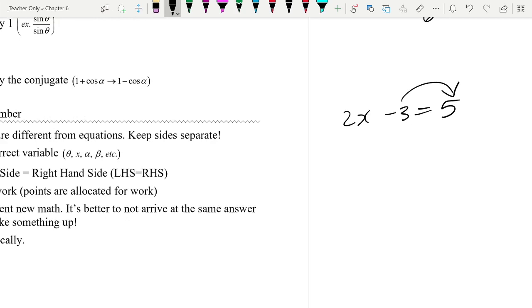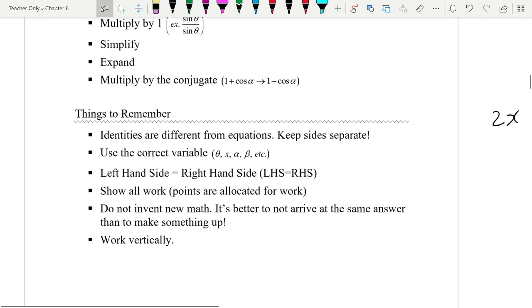You can't do that in identities. In identities, you are only allowed to work with one side at a time. Things are not allowed to cross from the left to the right. So keep the sides separate.